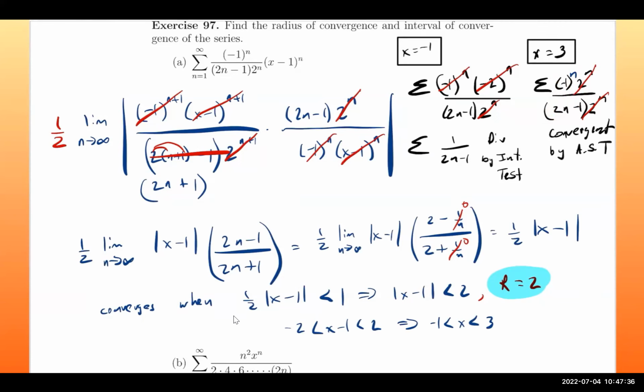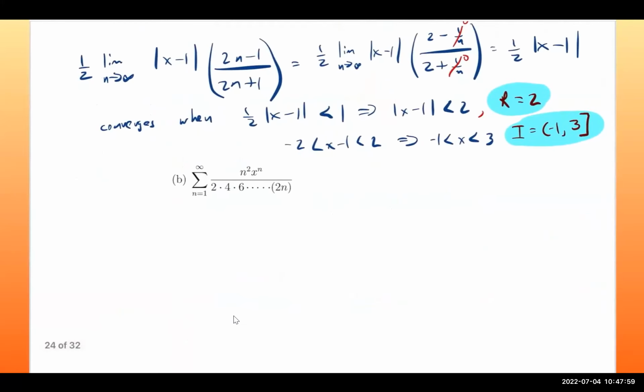by the alternating series test. So for the interval of convergence, on the left, the negative 1 was divergent, so it's an open parenthesis. On the right, 3 was convergent, so a closed parenthesis. And that is your interval of convergence. All right, I think there's one more problem. Yes, one more problem to go.